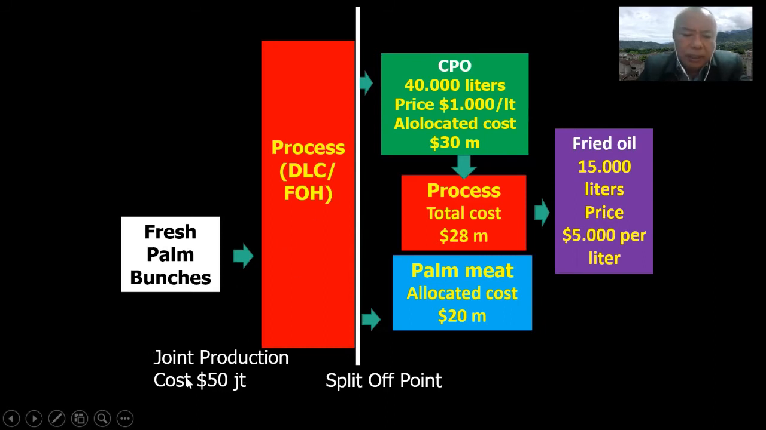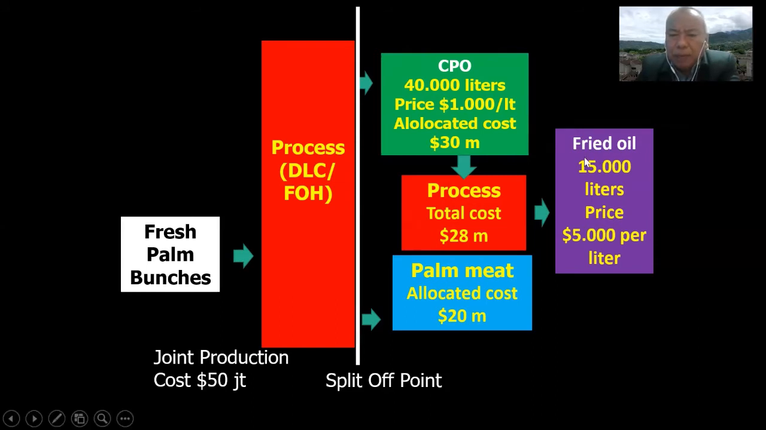This joint production cost should be allocated to CPO and also palm meat. For example, we allocate $30 million to CPO and $20 million to palm meat. Let's say we produce 40,000 liters of crude palm oil, and the selling price of crude palm oil is $1,000 per liter. And then the CPO we can process further into fried oil.